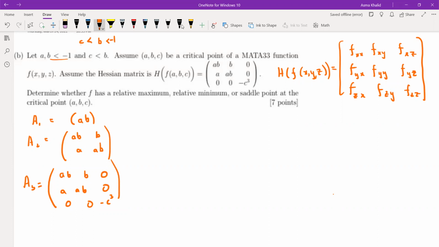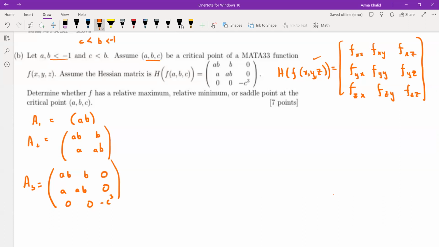Then it says, assume that (A, B, C) is a critical point of the function f of x, y, and z. And then it says, assume the Hessian matrix is H of f(x, y, z), which is such and such. So remember the Hessian matrix is of this form. And when you plug in the critical point A, B, and C in place of x, y, and z, what you get is this matrix that they've shown you. Then they say, determine whether f has a relative minima, maxima, or a saddle point at the critical point (A, B, C). Now you form the submatrices just as we have done in class several times.